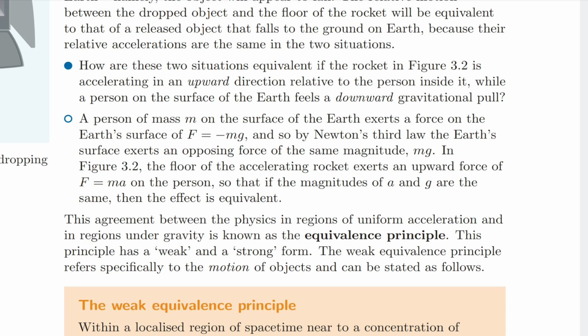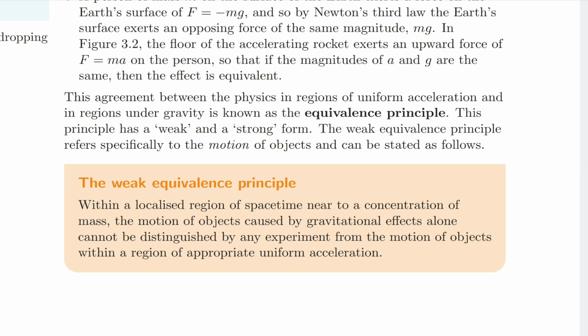magnitude mg. In figure 3.2, the floor of the accelerating rocket exerts an upward force of F equals ma on the person. So if the magnitudes of a and g are the same, then the effect is equivalent. This agreement between physics in regions of uniform acceleration and in regions under gravity is known as the equivalence principle. This principle has a weak and a strong form.